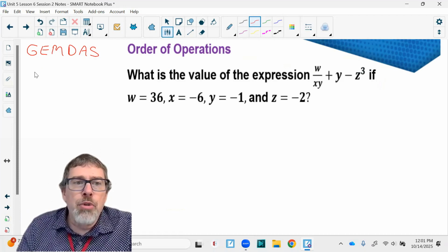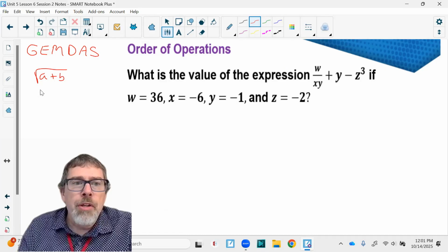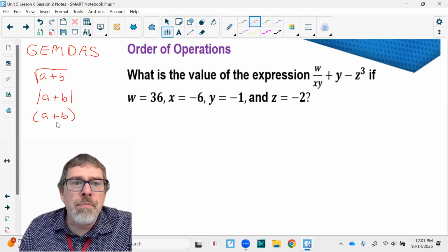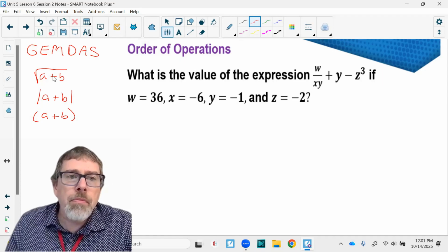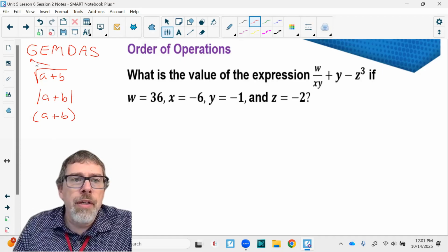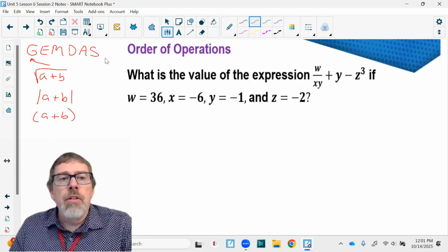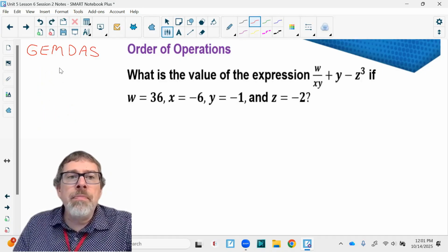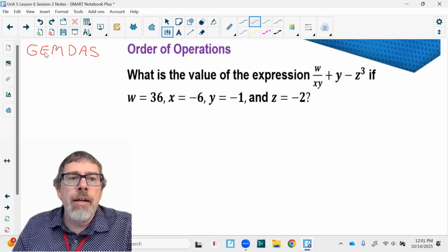When I say grouping, it could be something under a square root. It could be in absolute value brackets. It could be in parentheses. It could be a number of things. These are all groupings. If I just put a P there, this would be the only one that'd be addressed. So I use GEMDAS: grouping, exponents, multiply, divide, add, subtract.